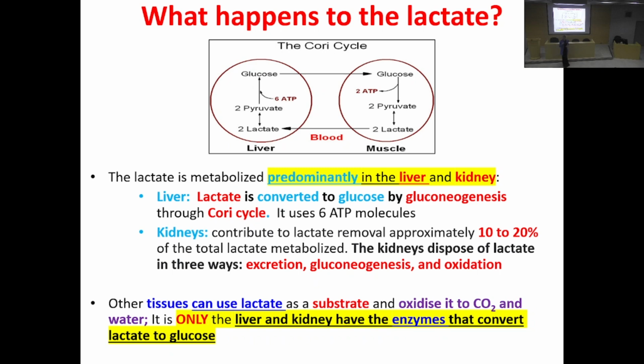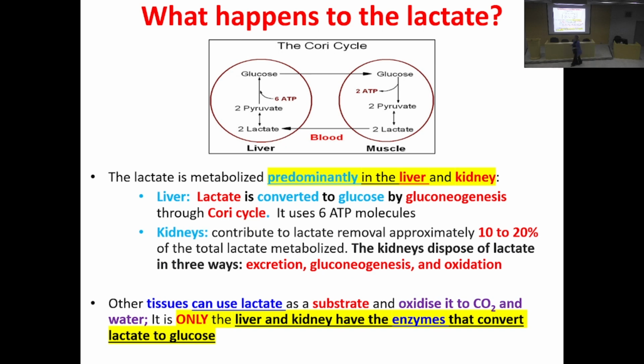For the kidney, there are three ways it can clear lactate from your body: gluconeogenesis, excretion in the urine, or oxidation to CO2 and water. As I said, all the organs are capable of excreting, metabolizing, or oxidizing lactic acid, but only the liver and the kidney can do gluconeogenesis, converting lactate into glucose, because they have the enzymes for gluconeogenesis, and these enzymes are absent in the other organs.